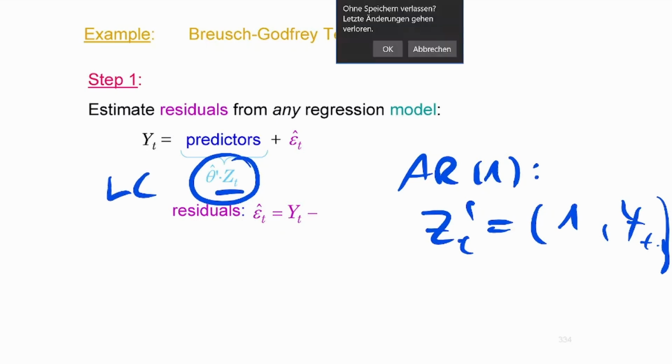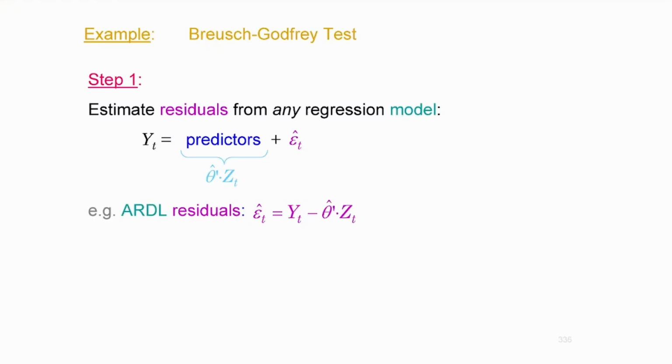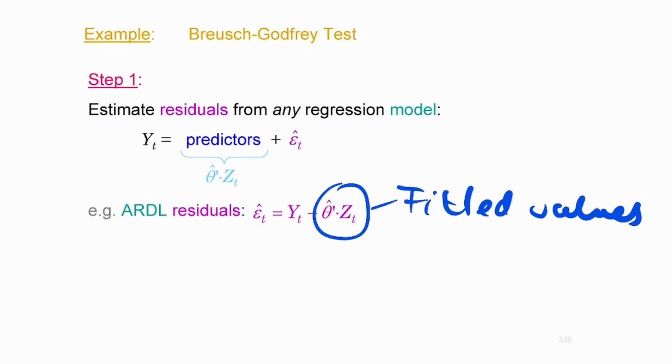I will give you examples for that so you can check for yourself. So these are your fitted values, of course. And since you already have an estimation, these are your estimates, of course.